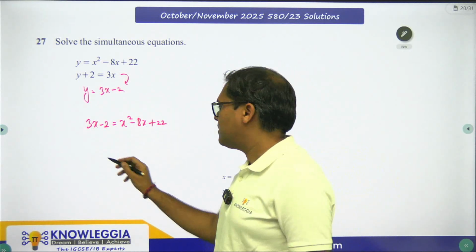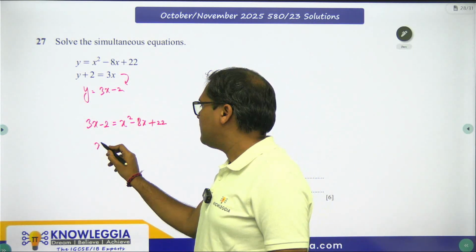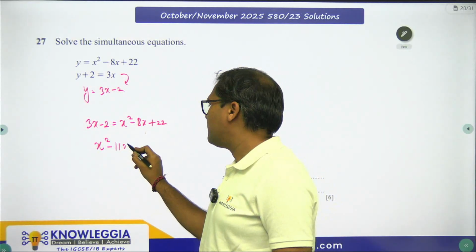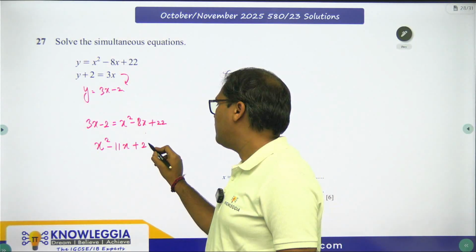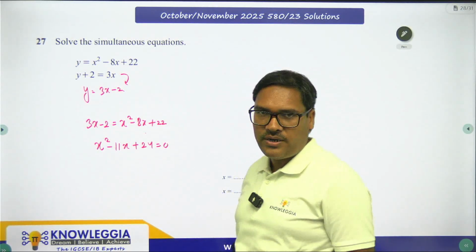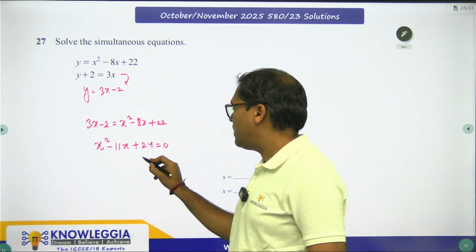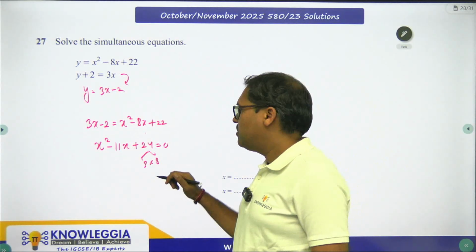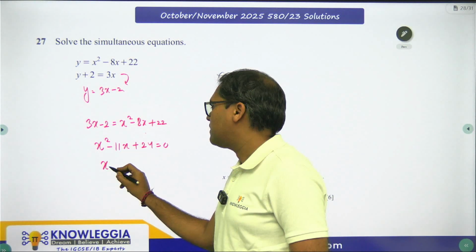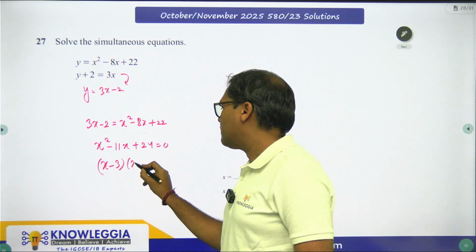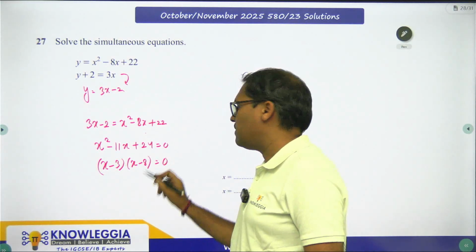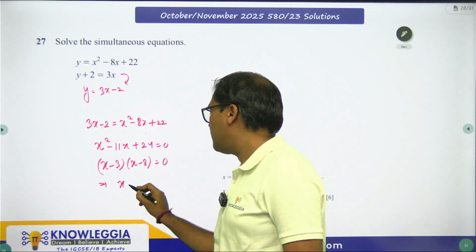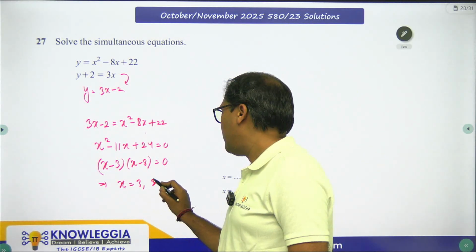Now let's arrange this. This is the quadratic equation. You can see this is x square minus 8x minus 3x will become negative 11x, and this is plus 24 equal to 0. Right? And you can clearly see 24 is 3 into 8, and 8 plus 3 is 11. So you can clearly see what the factors are. This is x minus 3 into x minus 8 equal to 0. Now, what is the solution? x is equal to 3 or x is equal to 8.